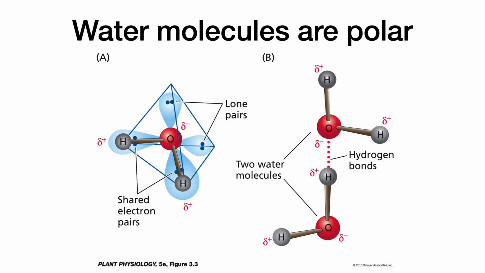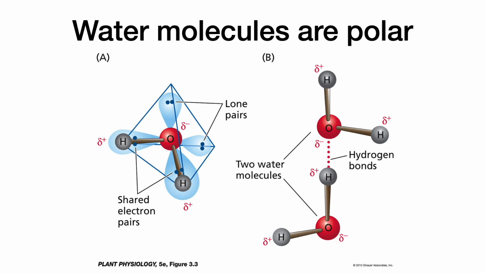Because the oxygen atom is more electronegative than the hydrogen, it tends to attract the electrons of the covalent bond. This attraction results in a partial negative charge at the oxygen end of the molecule and a partial positive charge at each hydrogen, making this water molecule polar. These charges are counterbalancing so that the overall water molecule has no net charge.